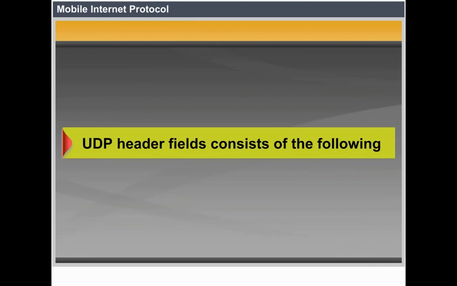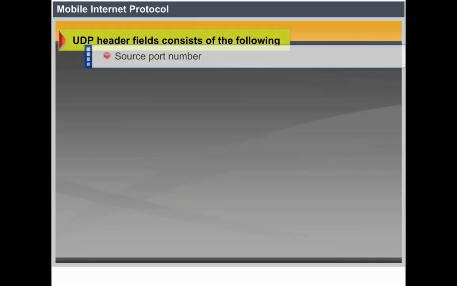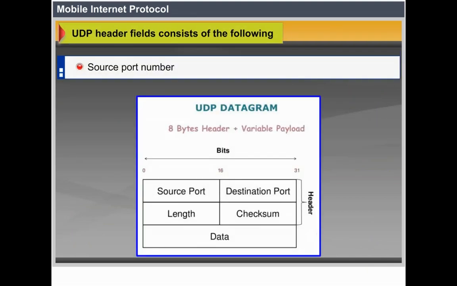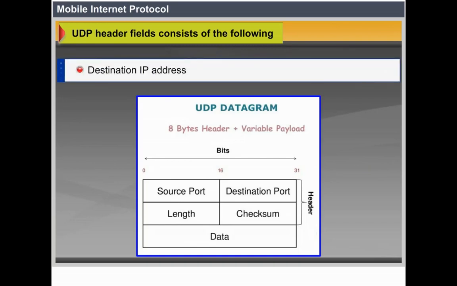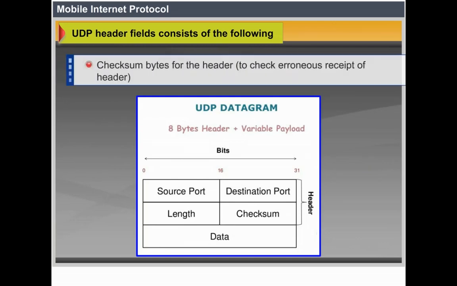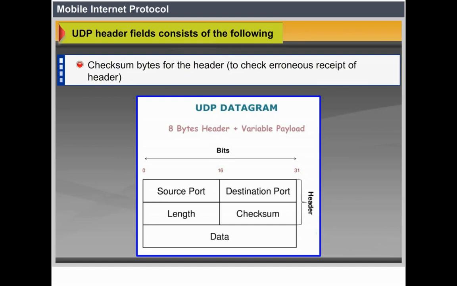UDP header fields consist of the following: source port number, destination port number, source IP address, destination IP address, length of data. Checksum bytes for the header to check erroneous receipt of header.